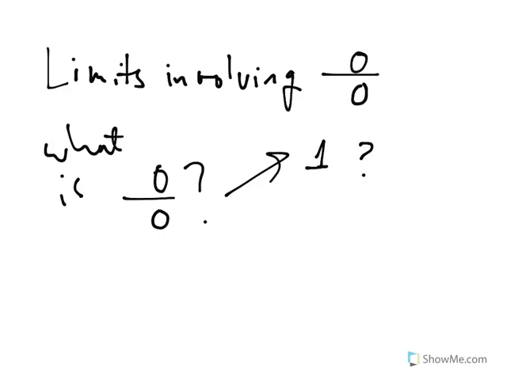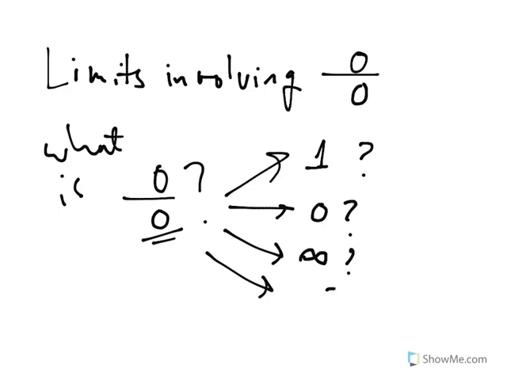that if the numerator and denominator are the same, the fraction equals 1. Or maybe it equals 0, because any fraction with the numerator of 0 is 0. And maybe it equals infinity, because if the denominator is 0, the fraction usually becomes infinity. Or maybe it becomes something else altogether. And the answer is that any of these four things are possible depending on the situation.